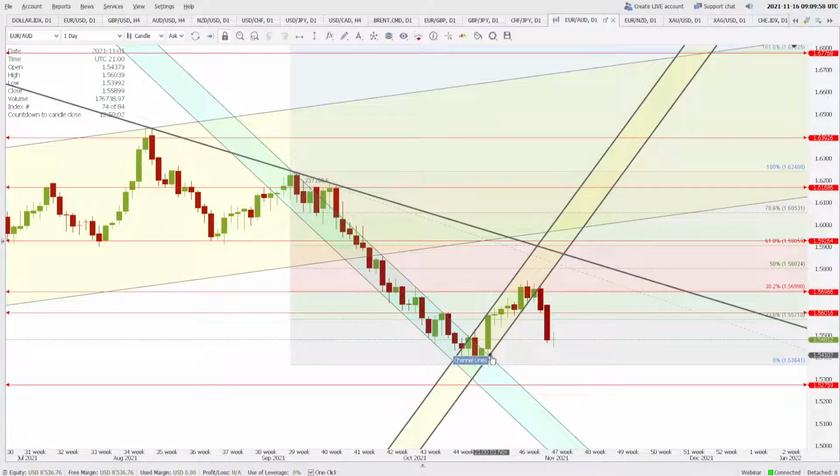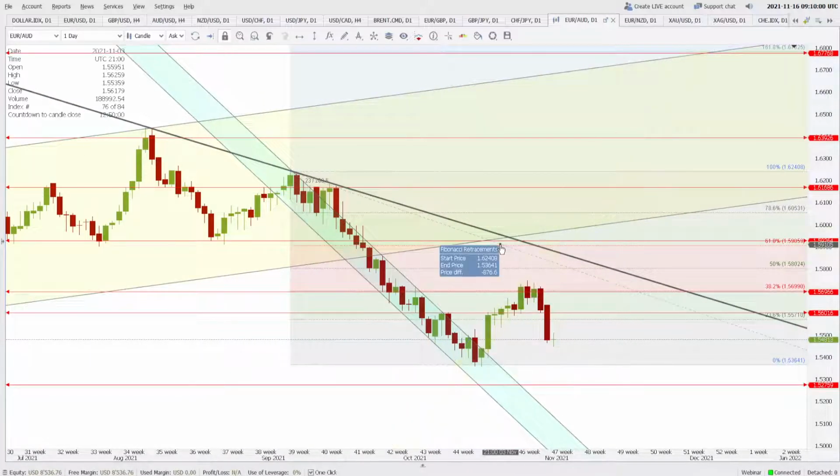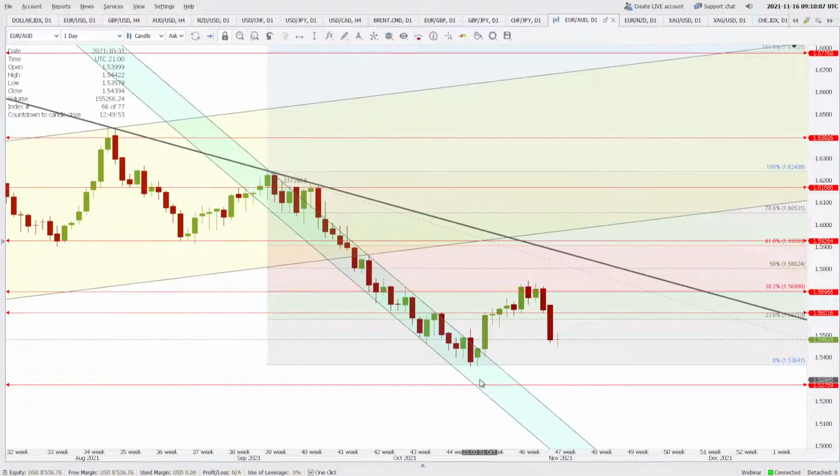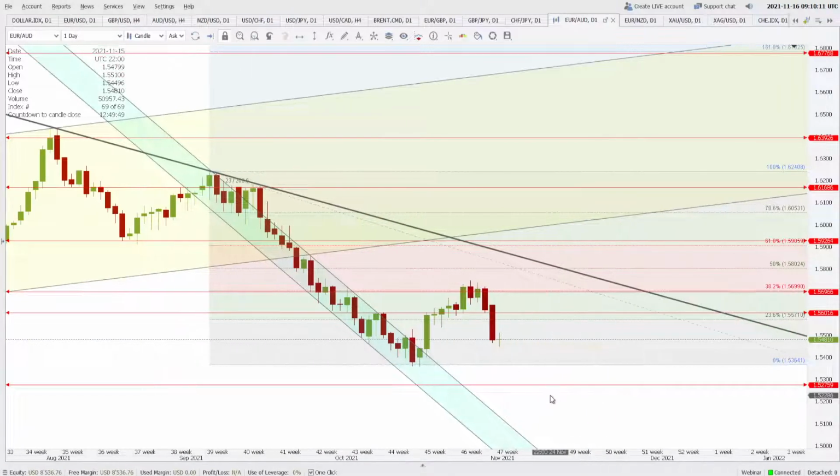This is why I create the counter trend channels, in order to enter the markets in the direction of the trend. The direction of the trend was down, so as soon as this counter trend channel is broken, we should enter the trade. And right now resistance is 1.5601, support is 1.5275 in this market.